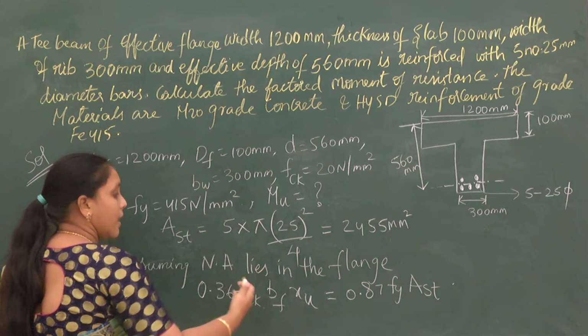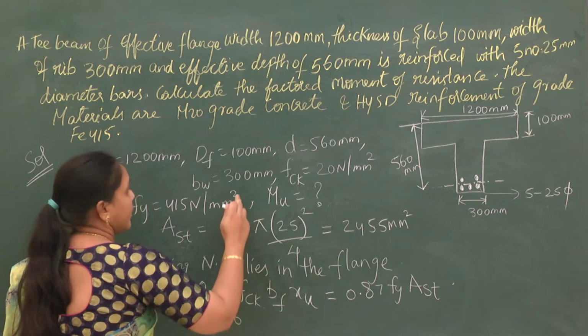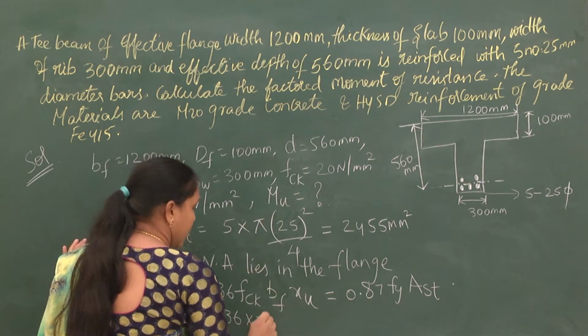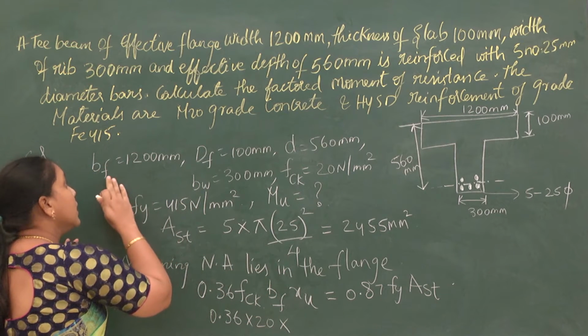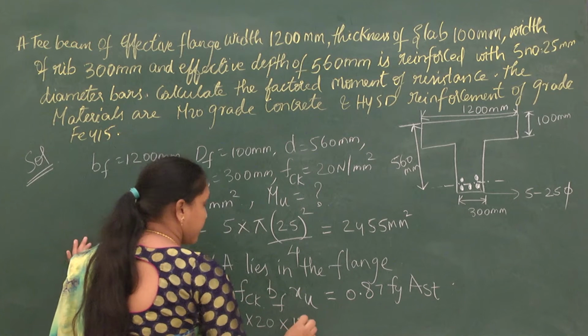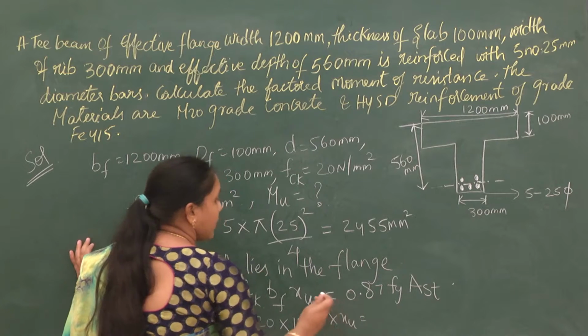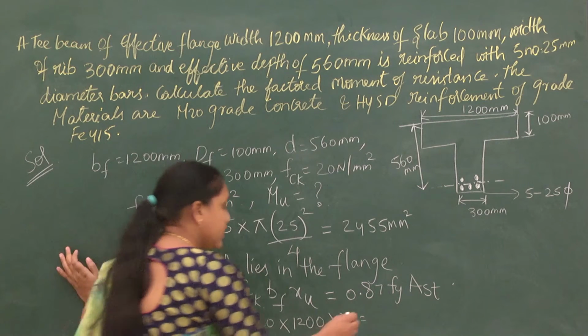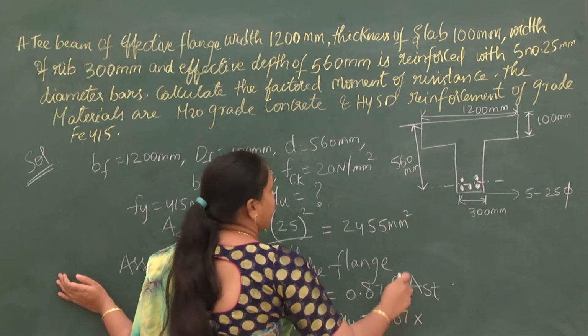So substitute all the values here. 0.36 fck, where fck is 20, into bf. bf is nothing but the effective width of the flange, which is given as 1200, into xu, which is what we have to calculate, is equal to 0.87 fy. What is fy?